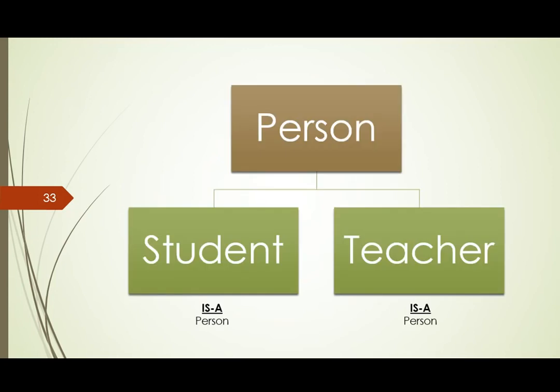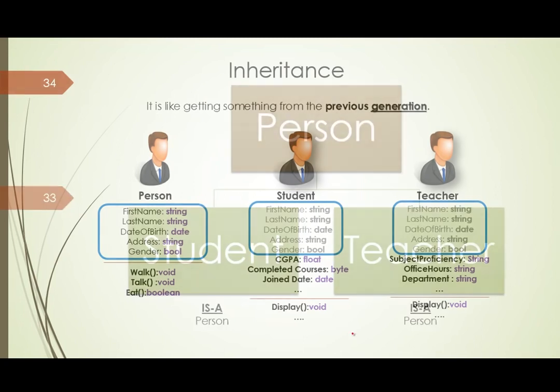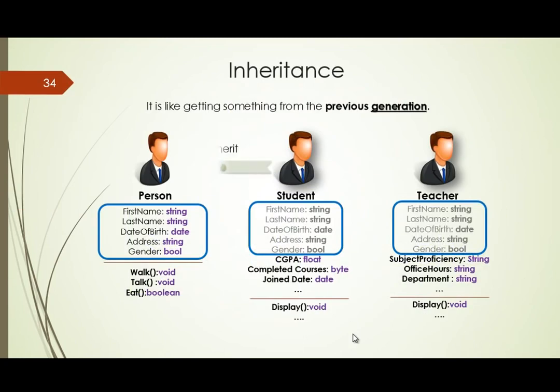Since we have the same properties from person in student, we could make a relationship from the person to student, and this relationship is said to be an is-a relationship. So a student is a person, a teacher is a person. It seems logical, so let's see how we are going to do it. We grayed out this portion because we have it in the person. So we're going to inherit from the person, so that we don't have to write the same properties again and again.